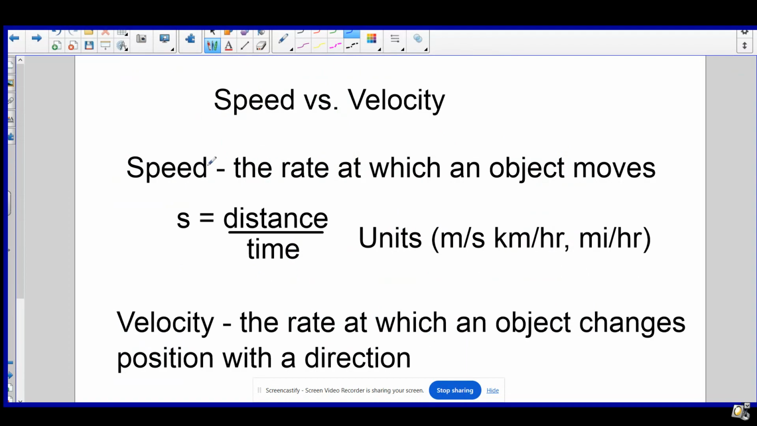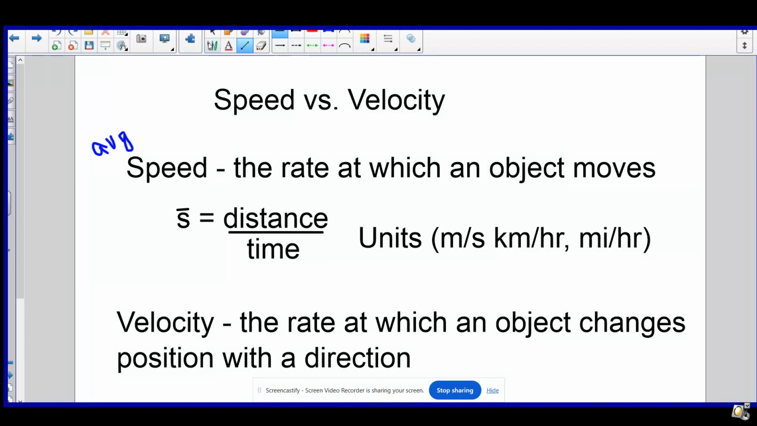Speed is the rate at which an object moves, or distance over time. Now, if we're not traveling at a constant speed, then I would call this the average speed. So the average speed, and I'm just going to use AVG, and I'm also going to put a line on top of the S to show that it's an average speed. Okay, so that's how we indicate average. The average speed is just the total distance divided by time.